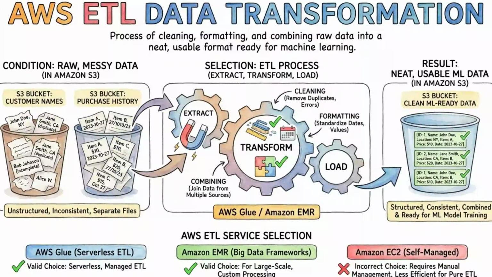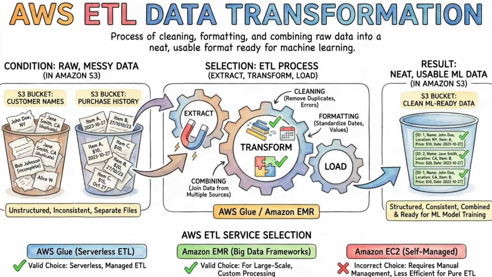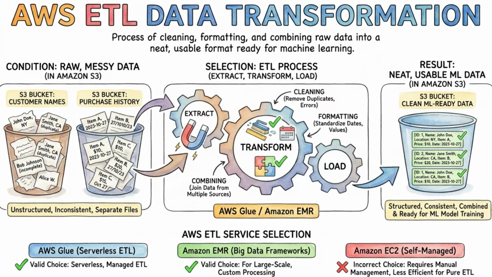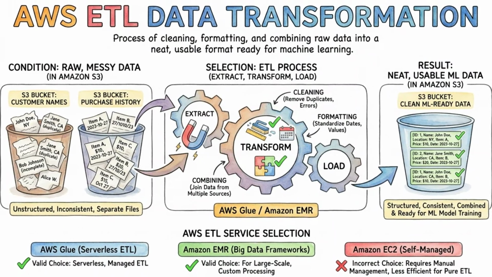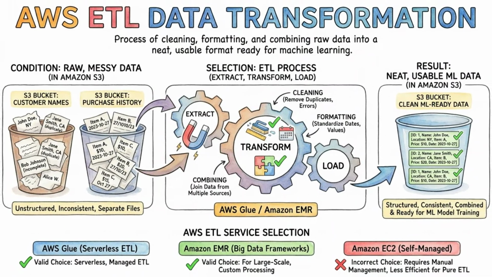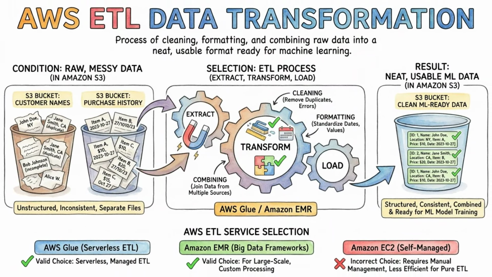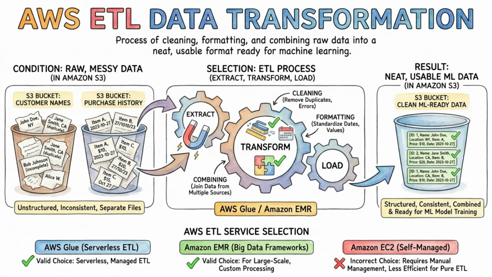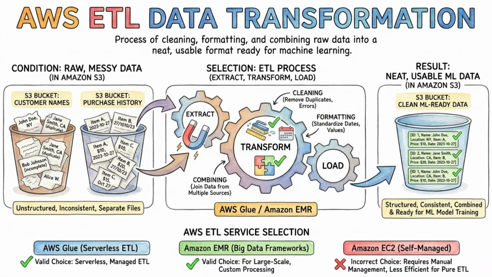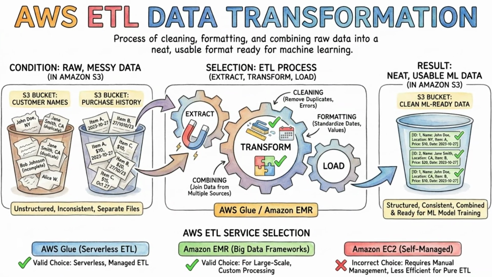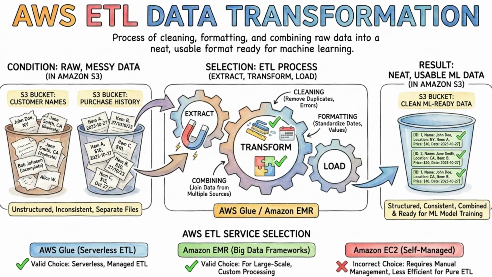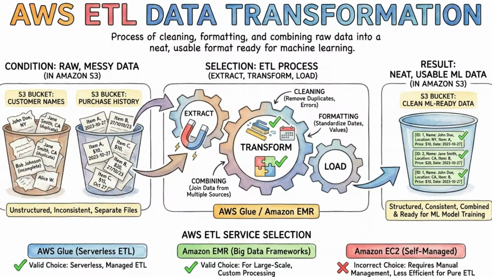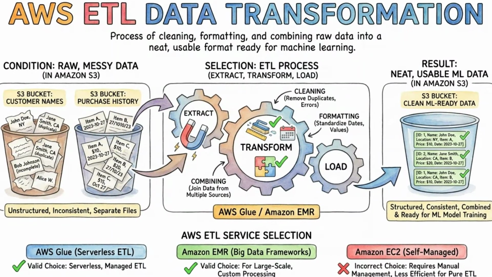After storing your raw data in Amazon S3, you will often find that it is quite messy and not yet ready for machine learning. Data transformation is the necessary process of cleaning, formatting, and combining your raw files into a neat, highly usable format. For example, you might need to combine a file containing customer names with a separate file containing their actual purchase history. This process of extracting, transforming, and loading data is universally known as ETL.